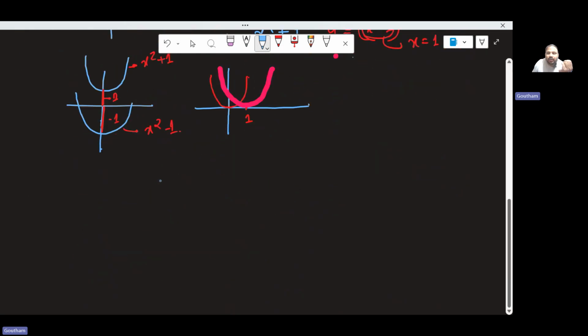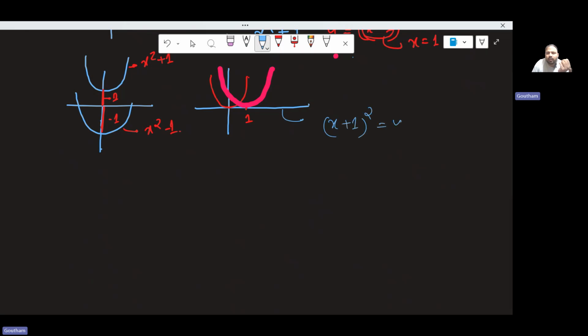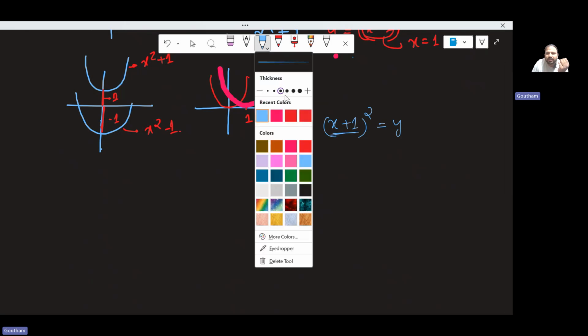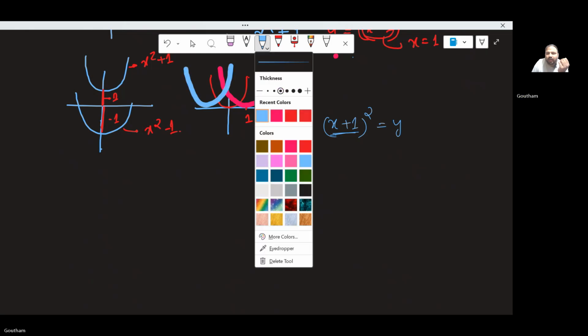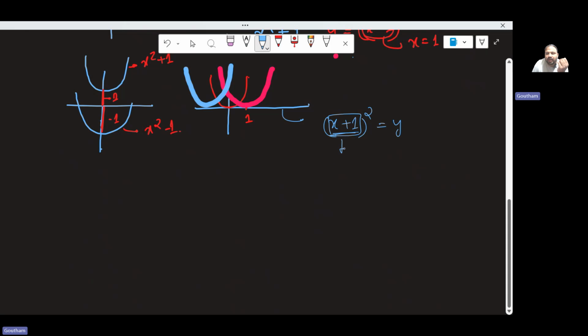Similarly, how does x plus 1 whole square is equal to y look like? It looks something like this. Where does our function collapse? That is x is equal to -1. This is my point, -1. This is where it collapses.